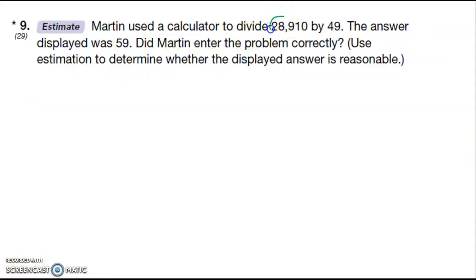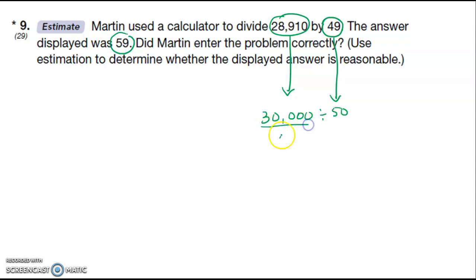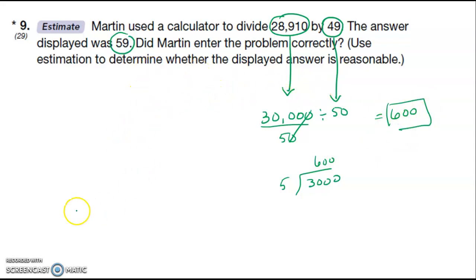Martin used a calculator to divide this by that. The answer was 59. Did he enter the problem correctly? Use an estimation. So this is to be 30,000, and this is 50. So if I divide this by 50, I can take one of those off. It comes out to be like 600. 5 into 3,000. Yeah, so again, he's missing a 0. I'm not exactly sure what happened there.